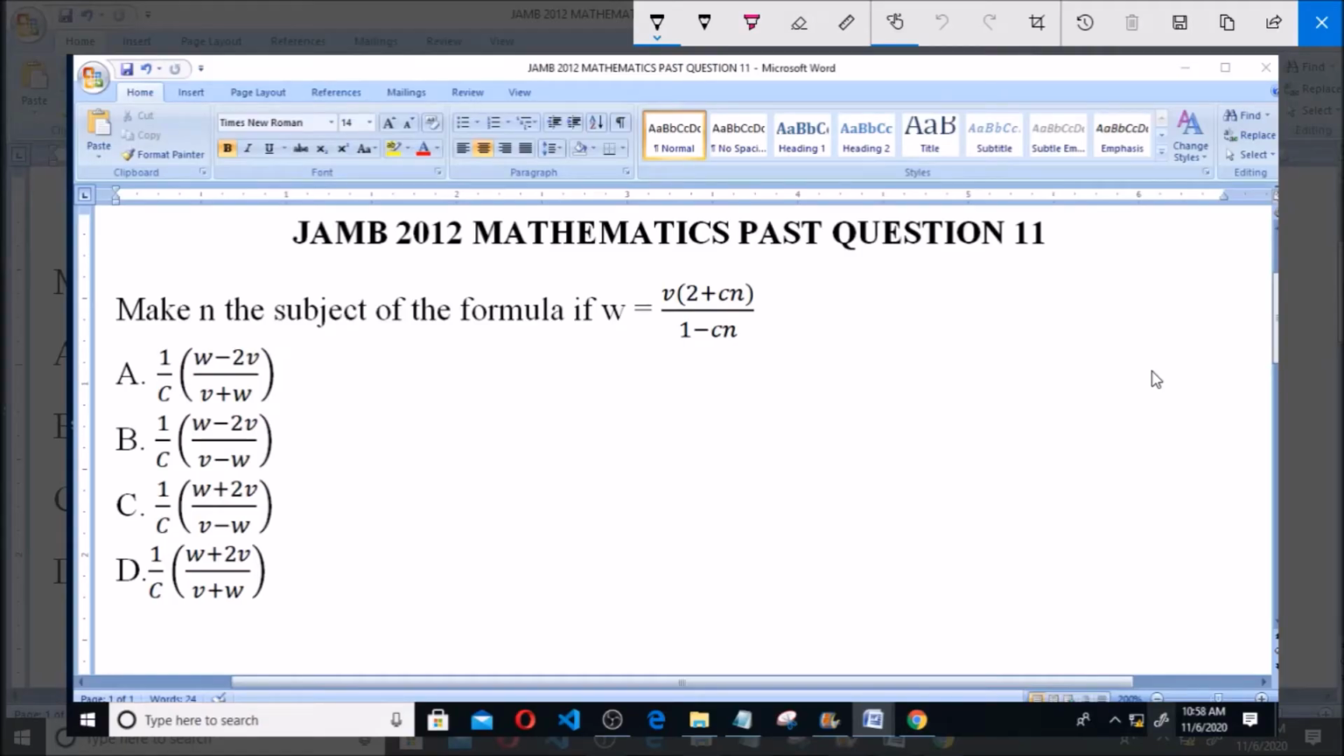I'll be answering JAMB 2012 Mathematics Practice Question 11. Make n the subject of the formula if w is equal to v into 2 plus cn all over 1 minus cn. Now this question is on change of subject of a formula. We're given w is equal to v into 2 plus cn all over 1 minus cn, and we are told to make n the subject of the formula, that is this n here.